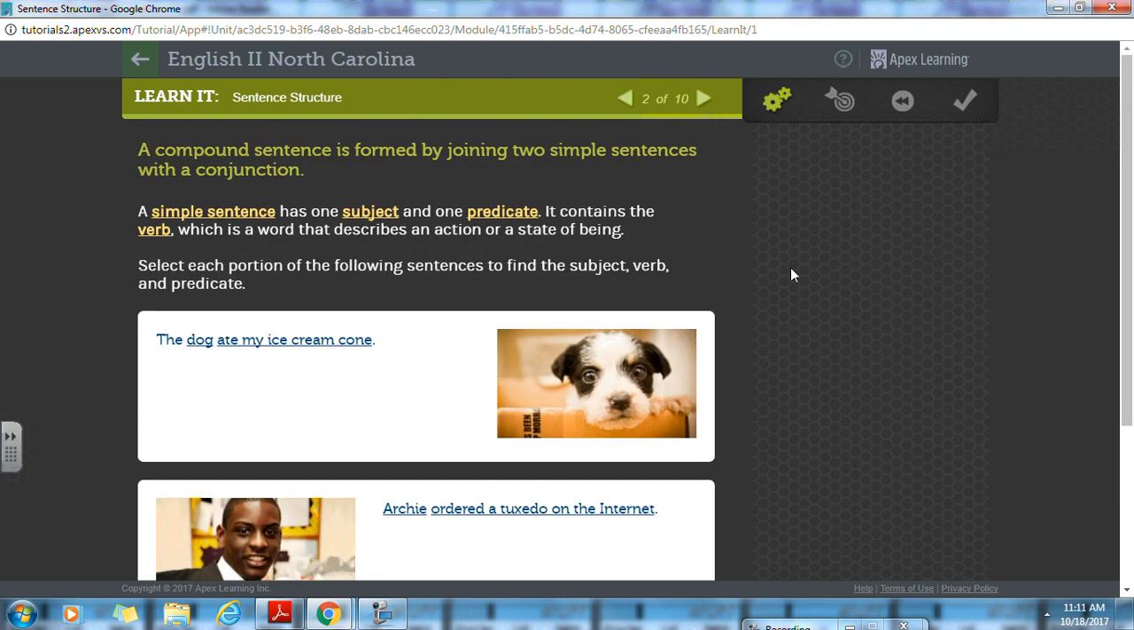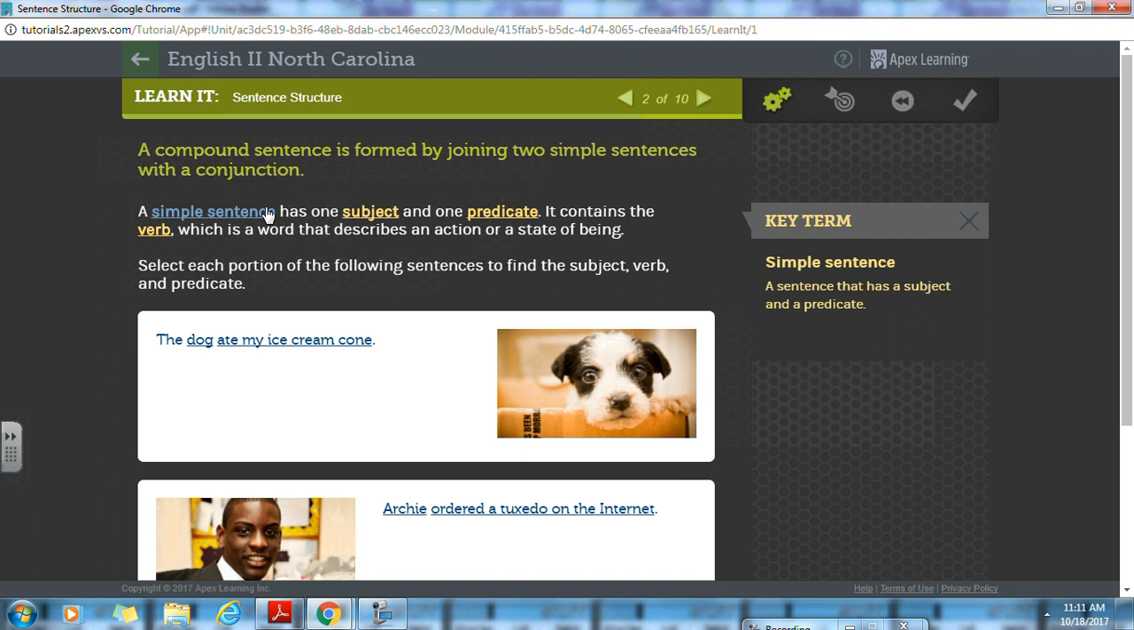So let's first start at something simple. Let's talk about the simple sentence. So a simple sentence is literally a sentence that has a subject and it has a predicate. That means it has the subject, which is the noun, or sometimes it could be a pronoun, and it has the verb plus a complete thought attached to it.